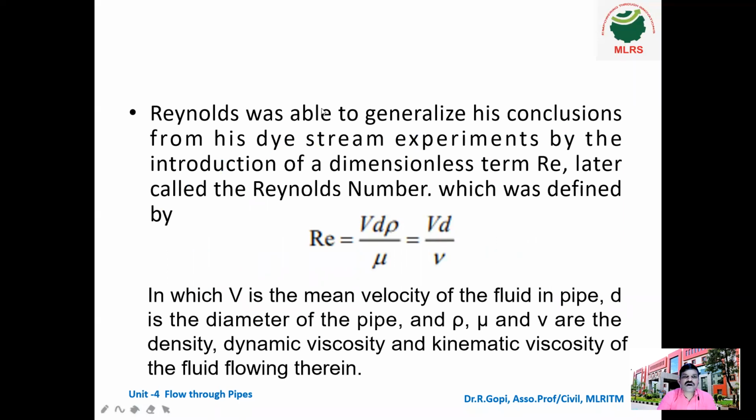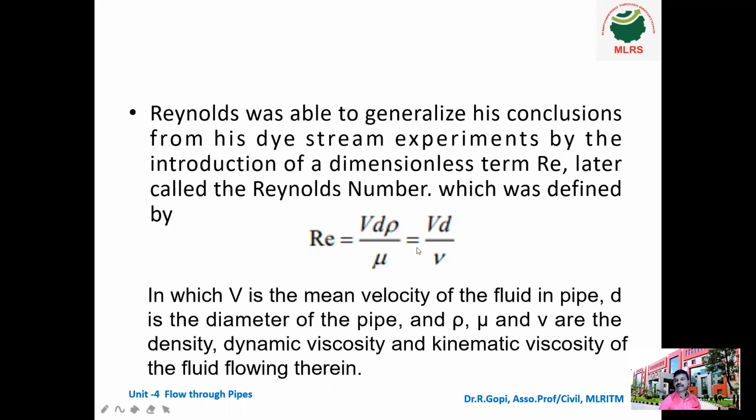Reynolds is the name of the scientist who found the Reynolds number, which we will discuss in subsequent slides. Reynolds was able to generalize his conclusion from his dye stream experiment by the introduction of a dimensionless term Re, which is the Reynolds number, later defined by Re = V D rho divided by mu. This rho divided by mu is related to the kinematic viscosity.